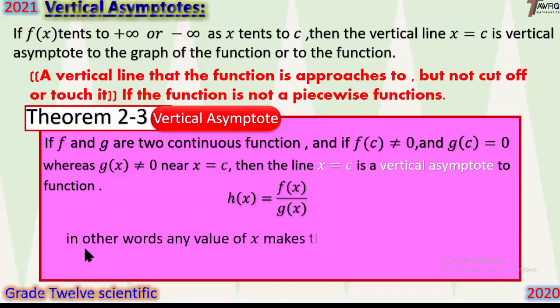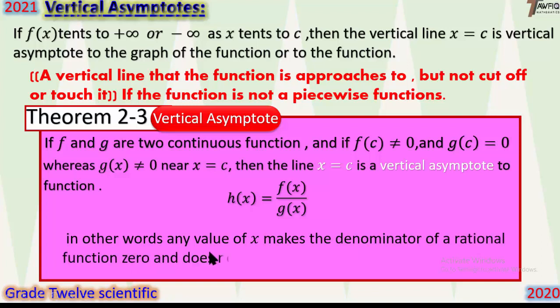In other words, we can say that any value of x that makes the denominator of a rational function 0 and does not make the numerator 0 gives a vertical asymptote.